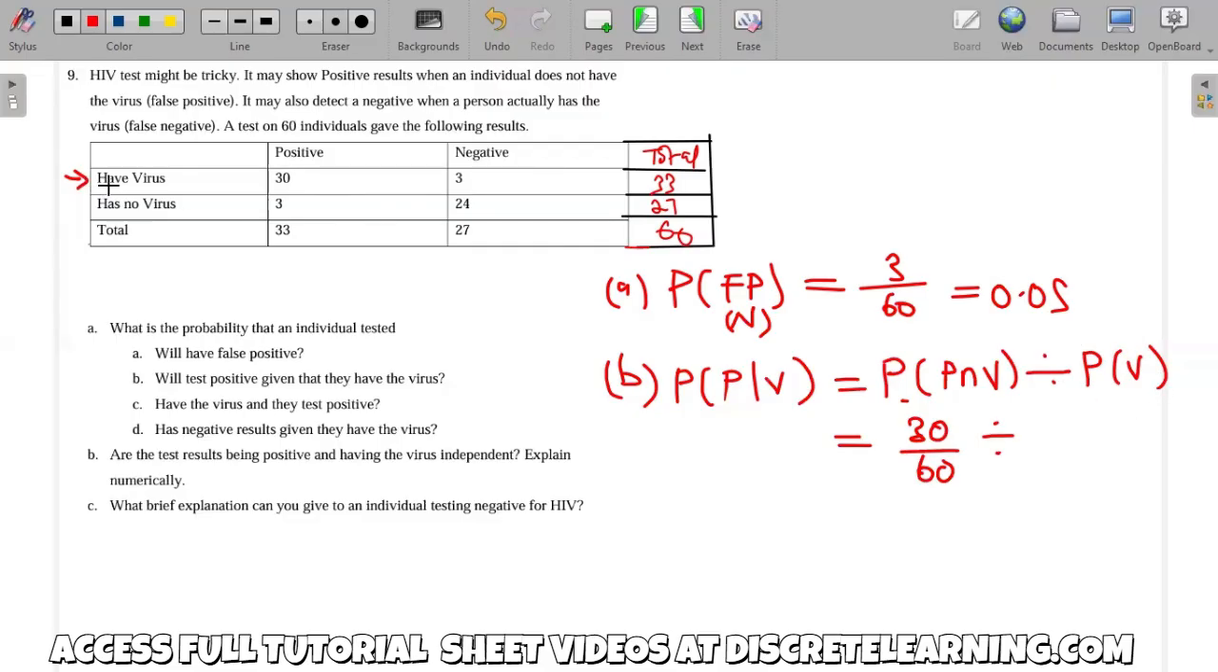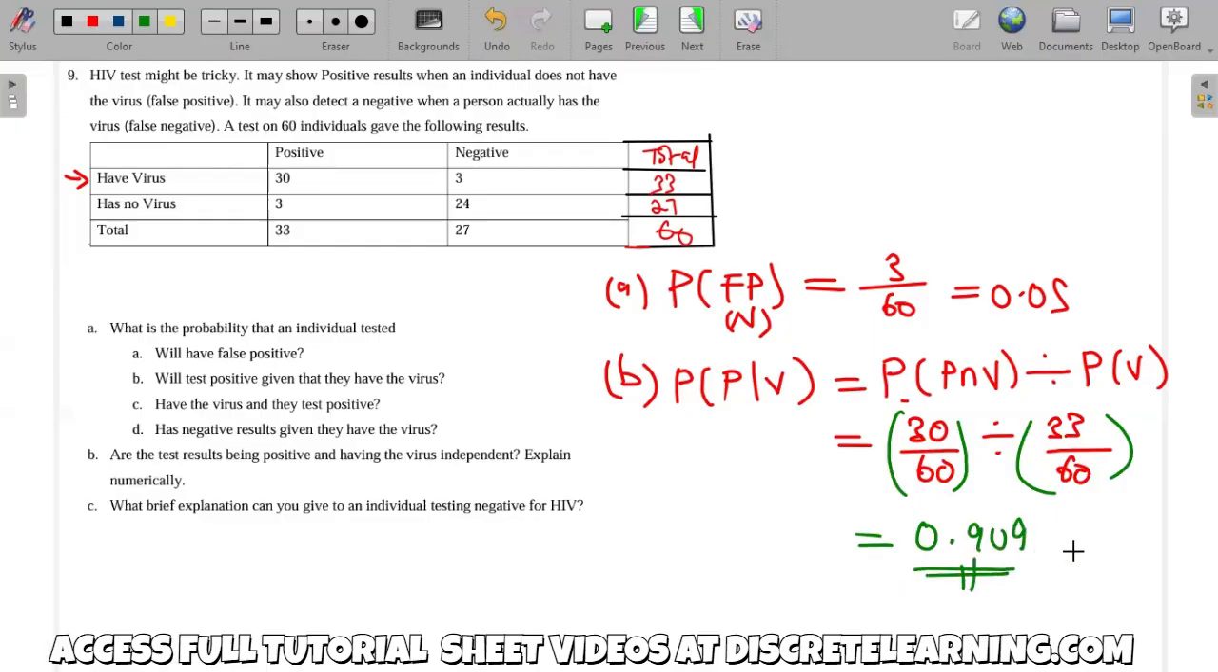Okay, so we have the virus, the total at the end there, which is just 33. So I'm going to say 33 over 60. From here, you go on your calculator without wasting time. Put this in brackets and then divide by this in brackets again. Your calculator will give you approximately 0.909.